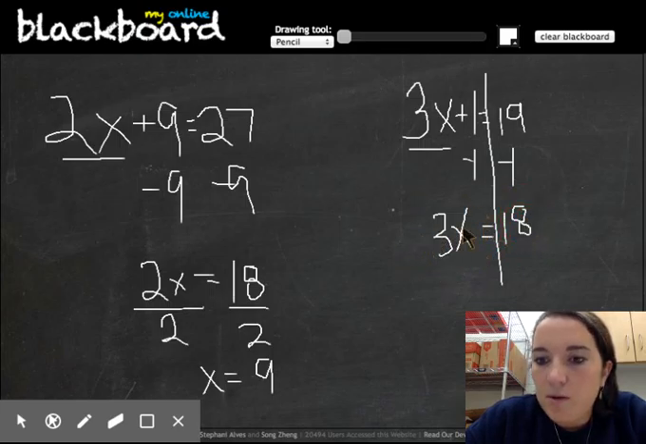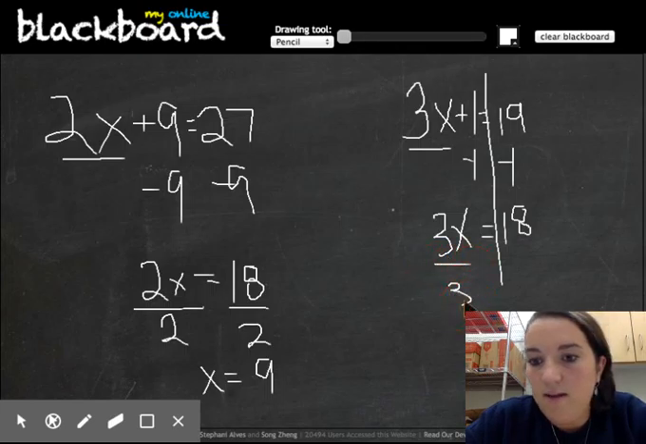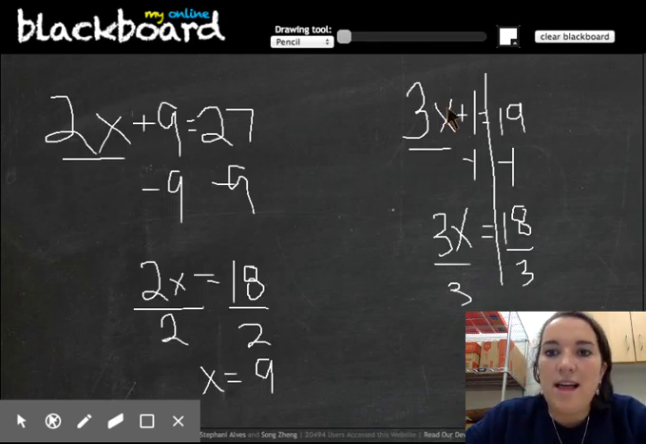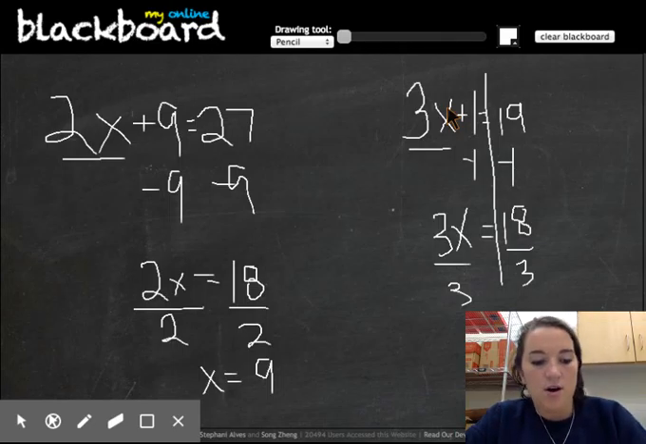This operation is what? When you have a number next to a variable? Multiplication. So we can divide to get x by itself. So x equals 6. Try the last two-step equation on your own.